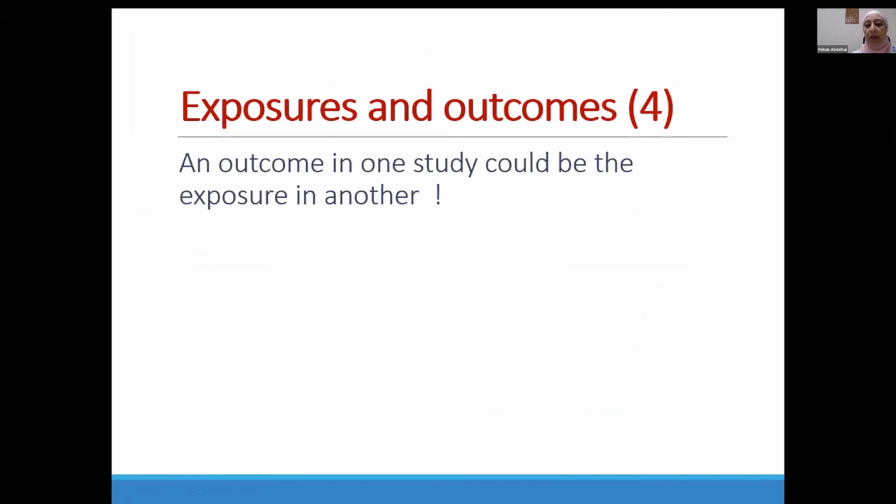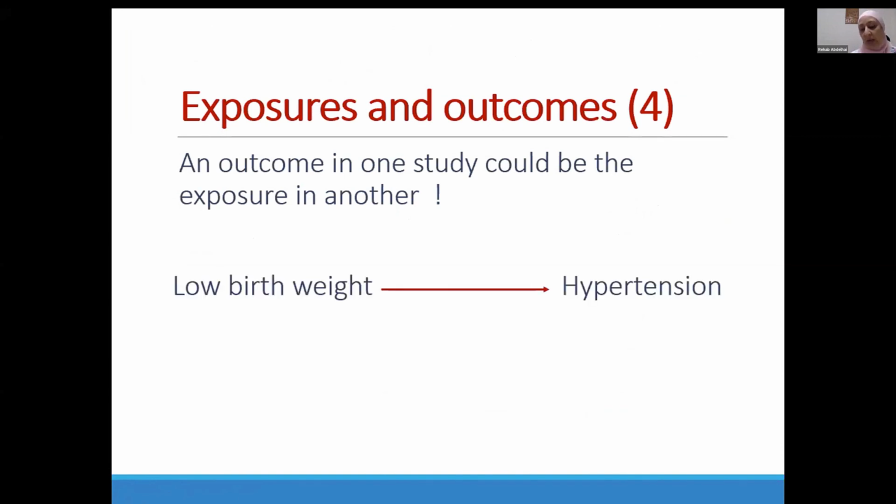So another point on exposure and outcomes is that an outcome in one study could be the exposure in another study. So I could be asking if low birth weight is associated with hypertension, and then my exposure would be low birth weight and hypertension would be my outcome. So it depends on the study question.